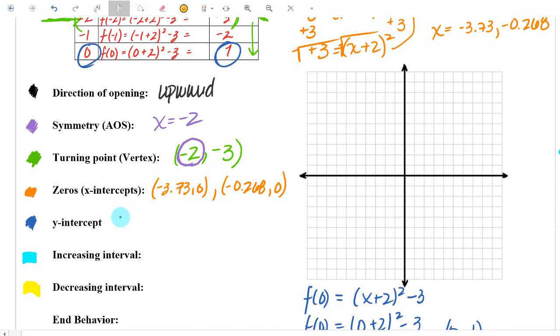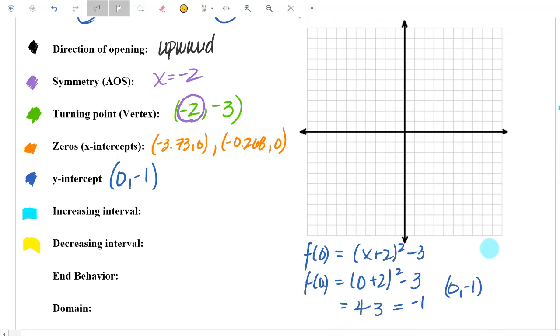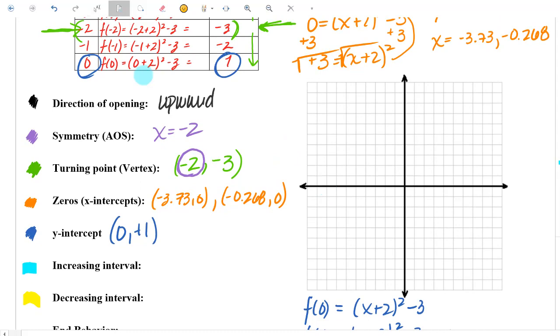So let's put that here, 0, -1, and you'll notice, oh, that's not -1. Double checked. 4 minus 3 is +1. Sorry, there it is. So we got the same thing that we had in our table, which is always nice to have a little confirmation there.